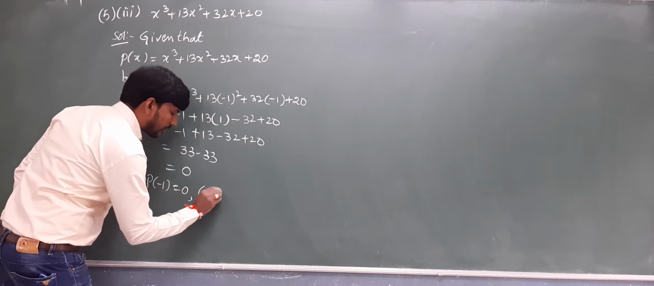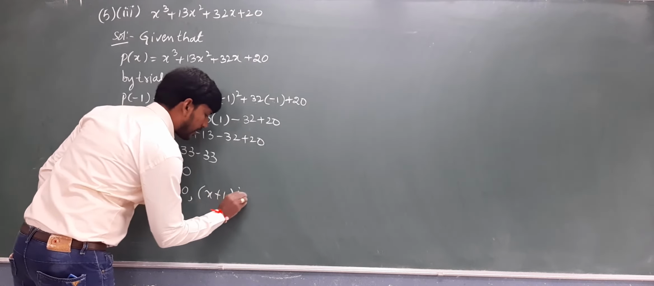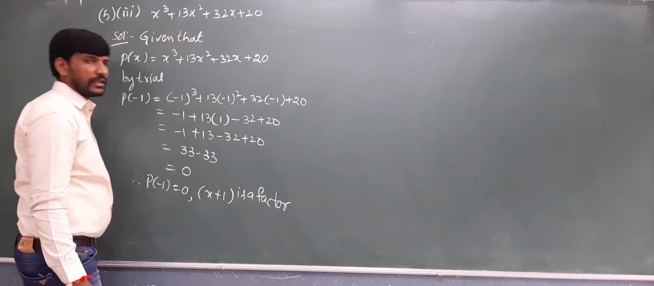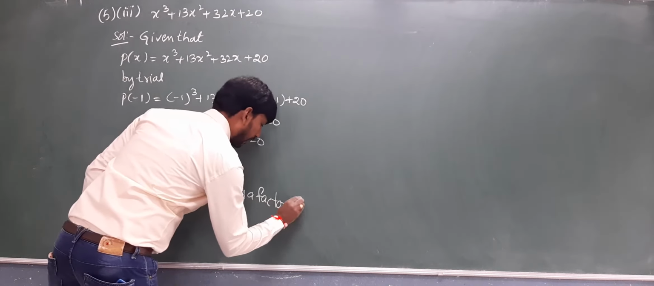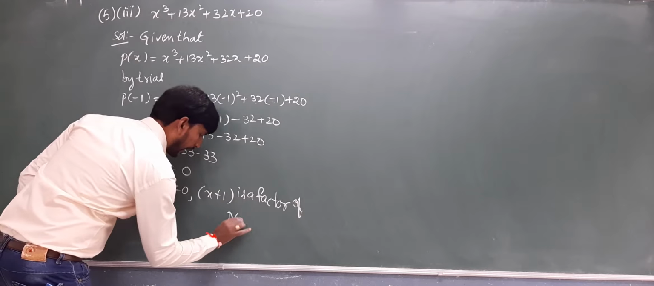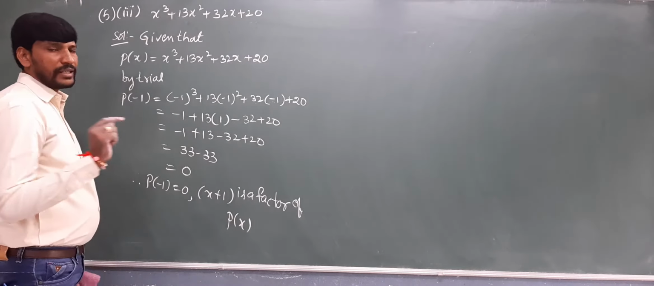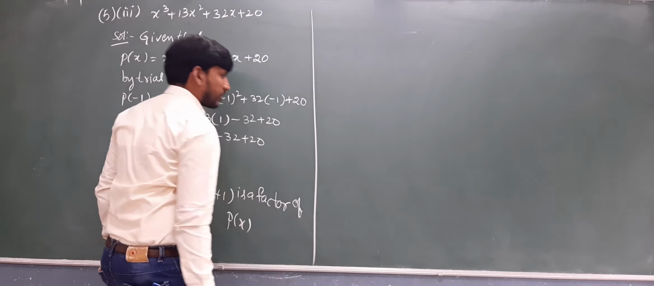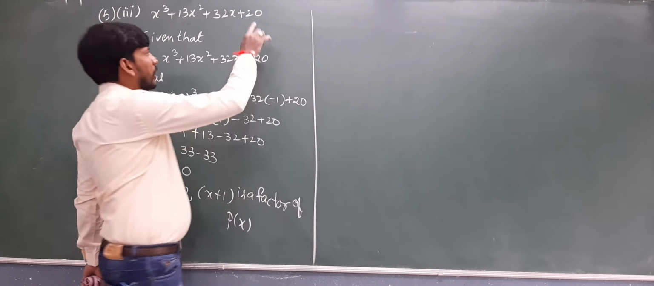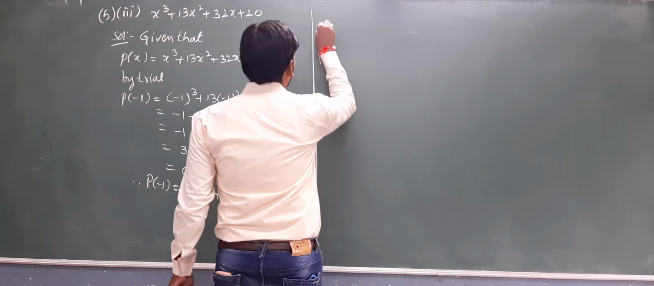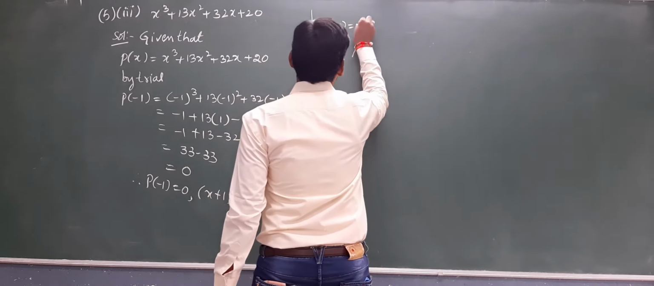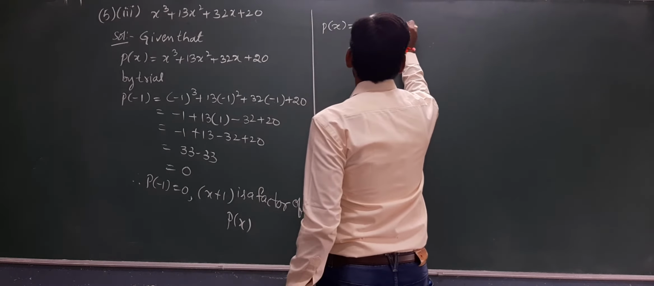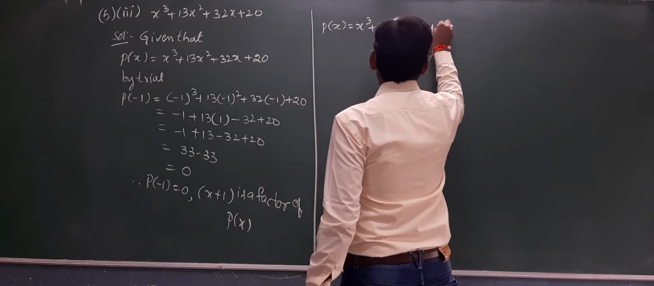That is, x plus 1 is a factor, or is one of the factors of P of x. Okay, for P of x we got one factor as x plus 1. Next we are going to find out the next two factors. The same process. What are the possibilities of 20? Now see this here, the given polynomial P of x equal to x cube plus 13x square plus 32x plus 20.